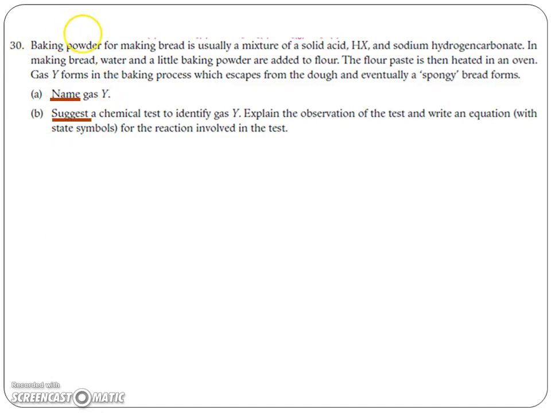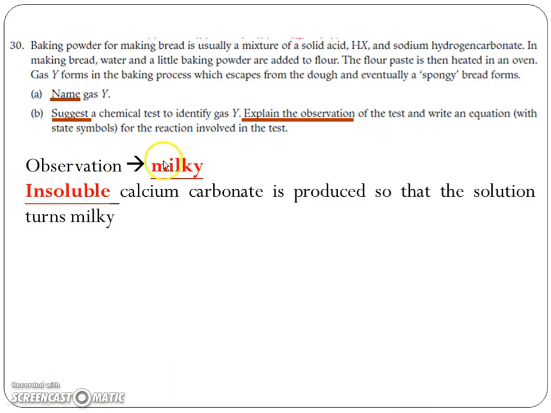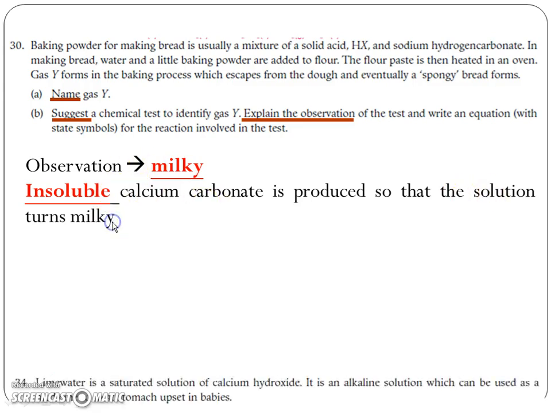Also, in part B, you are required to suggest a chemical test. Also, you are required to explain the observation of the test. Some of you have just suggested a chemical test to identify gas Y, but you have not explained the observation of the test by indicating that the calcium carbonate produced is insoluble. Here, the observation is milky, so you must tell the others it's because the calcium carbonate produced is insoluble, so that's why the solution turns milky.